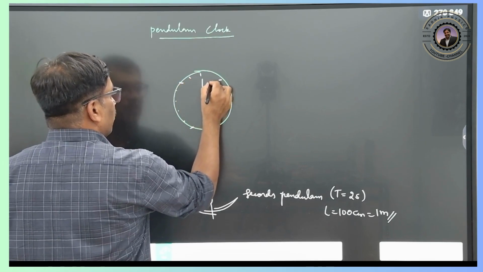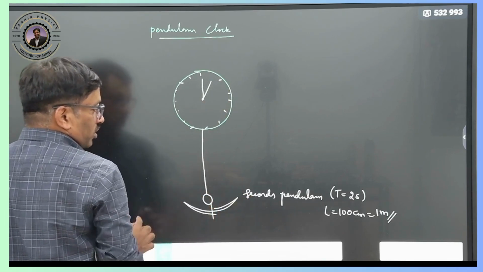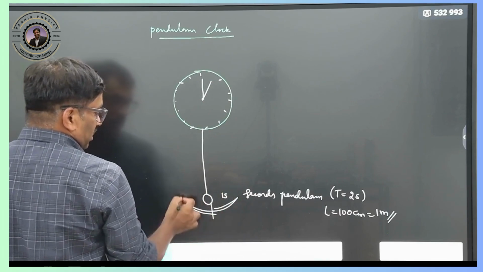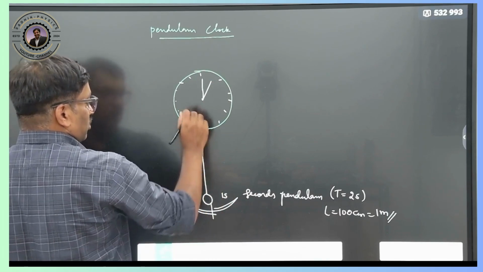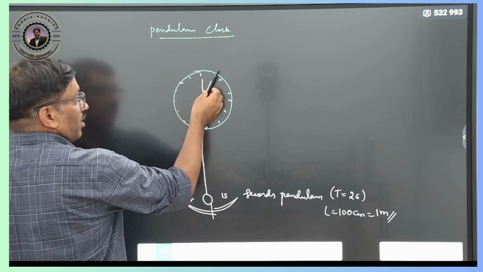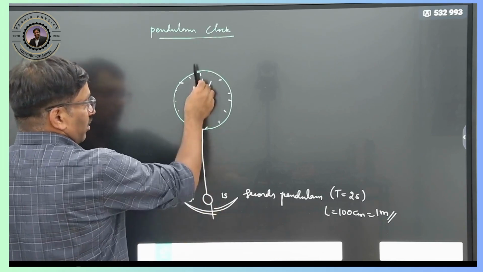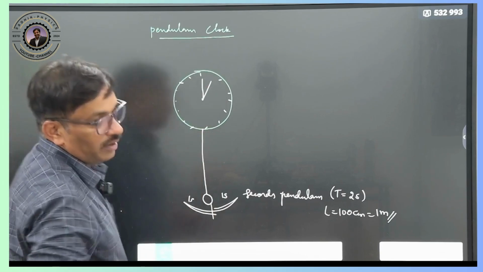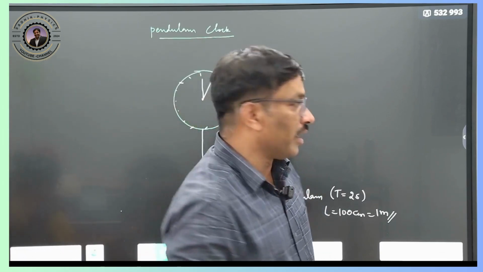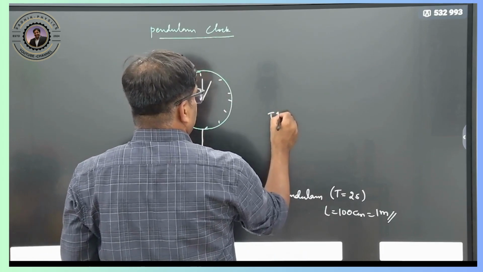This seconds needle, what happens now? When the pendulum goes from here to here, that is said to be 1 second. When the pendulum goes to here and comes back, the seconds needle will move by 1 second. Then again it will go back and come to here, so it will make one more tick on the clock. Clear?